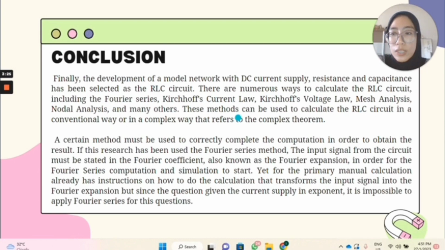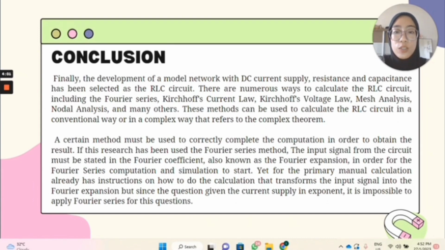Lastly, for the conclusion, finally the development of a model network with DC current supply, resistance and capacitance has been selected as the RLC circuit. There are numerous ways to calculate the RLC circuit, including the Fourier series, Kirchhoff current law, Kirchhoff voltage law, mesh analysis, nodal analysis, and many others. These methods can be used to calculate the RLC circuit in a conventional way or in a complex way that refers to the complex theorem. A certain method must be used to correctly complete the computation in order to obtain the result.